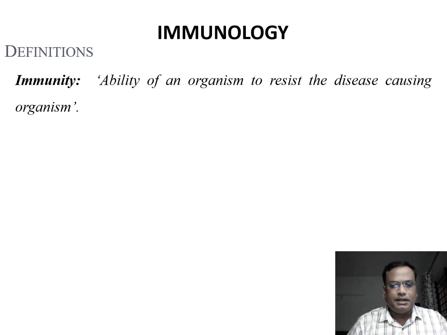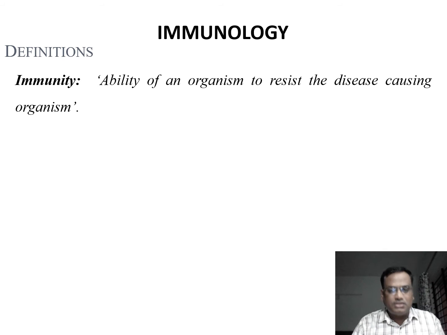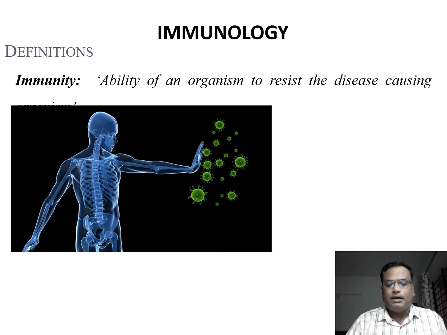What is immunity? Immunity is the ability of an organism to resist the disease-causing organism. So whenever a disease-causing organism tries to enter into our body, our body has an ability to resist that disease-causing organism, and that is called immunity, right?